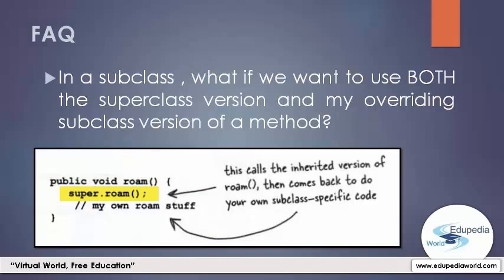Here you are given an example of an overriding method in a subclass, the roam method. By using the super.roam statement, we call the inherited version of the roam method and then come back to do the own subclass specific code.